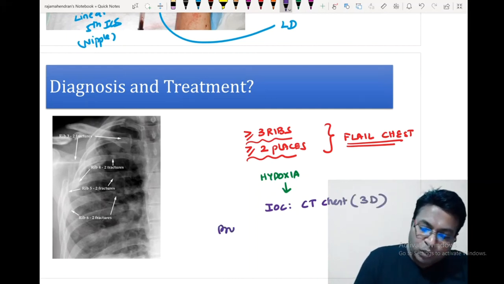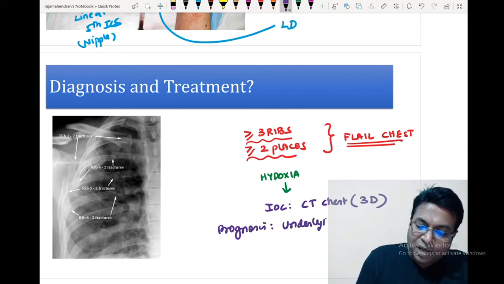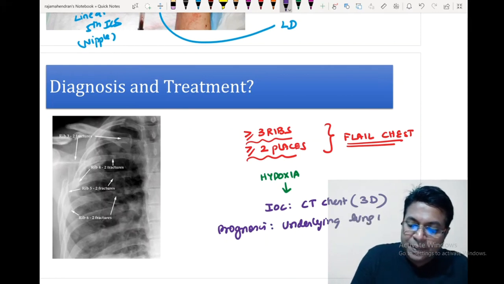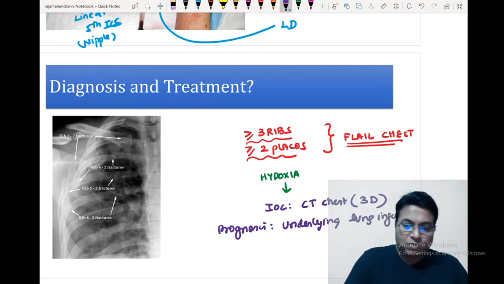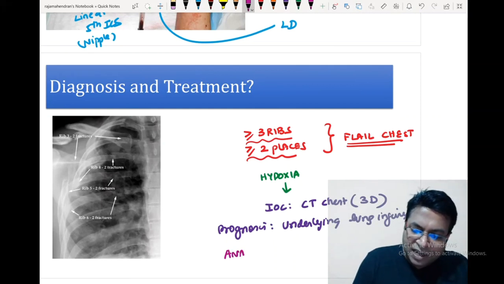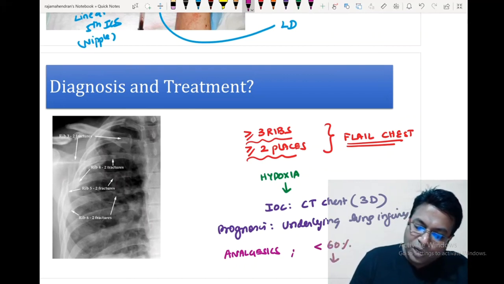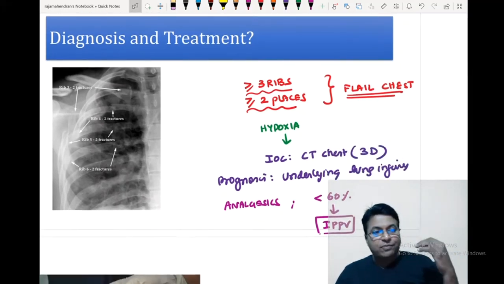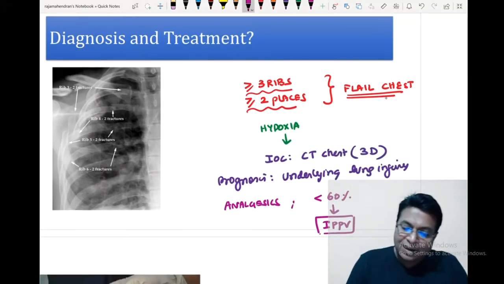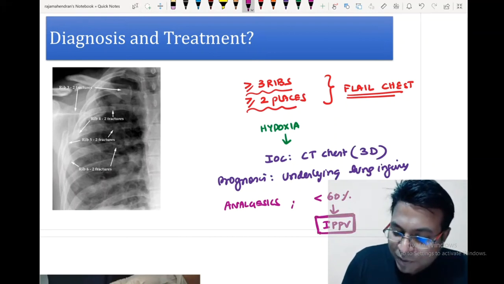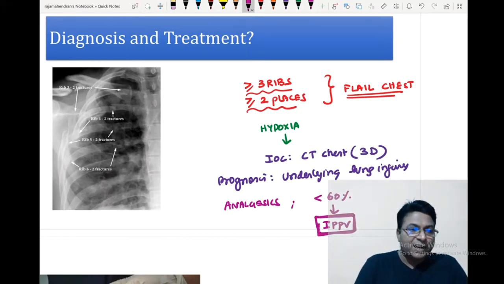The important prognosis of this patient is based on underlying lung injury. Sometimes underlying lung injury will be there. That is a major issue with these patients. So the first line treatment of these patients is heavy analgesics. We should give them heavy analgesics, and if saturation falls less than 60%, I should intubate the patient and give IPPV, intermittent positive pressure ventilation.